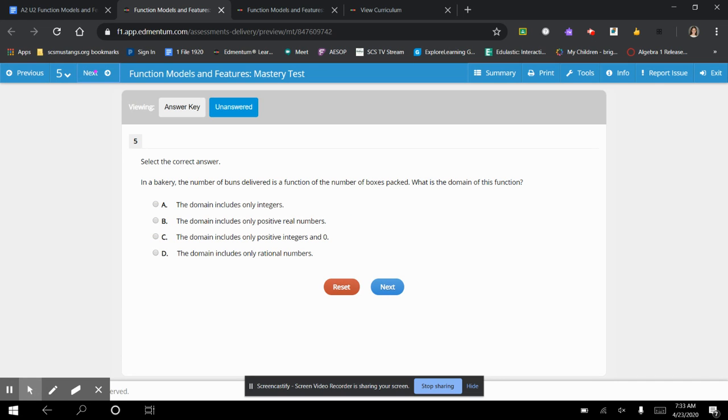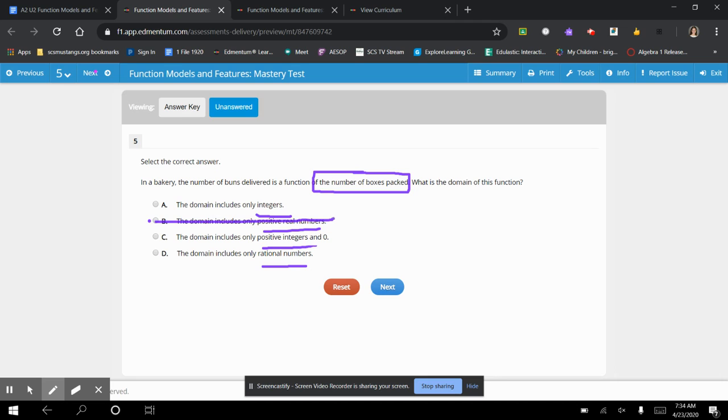Looking at the next one: in a bakery, the number of buns delivered is a function of the number of boxes packed. What is the domain of the function? The domain is going to be talking about the number of boxes packed. So how many boxes, what kind of numbers can we pack? Again, we've got integers, positive real numbers, positive integers, and rational numbers. Like we talked about in the other problem, we can't do all of our positive real numbers, because we wouldn't buy a fraction of a box. We wouldn't buy a decimal of a box.